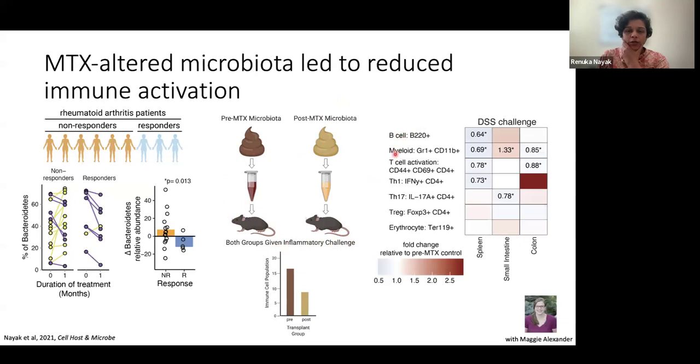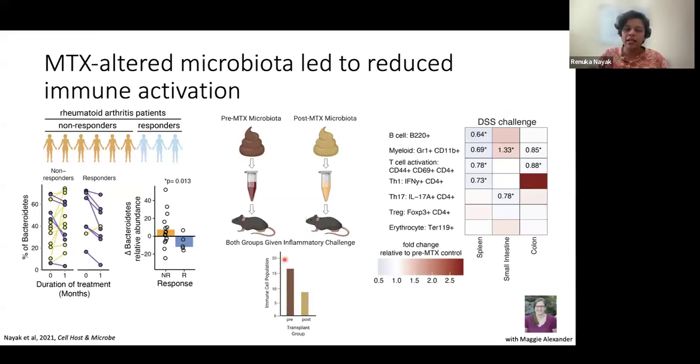And when we looked at these different immune cell populations that have been implicated in rheumatoid arthritis, at three different immune sites, the spleen, the small intestine, and the colon, what I'm summarizing for you in this heat map is that there were multiple immune cell populations, highlighted in blue with a little asterisk, that were reduced in the spleen, small intestine, and colon, particularly in the mice that had a post-methotrexate microbiome. So what this means is that mice colonized with microbes that had been exposed to methotrexate, methotrexate had reconfigured the microbiome.